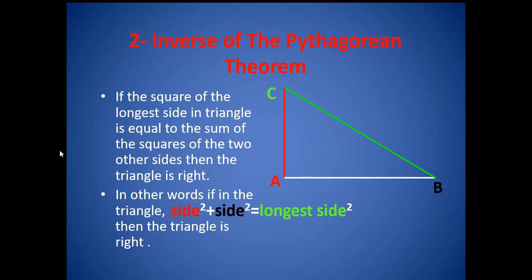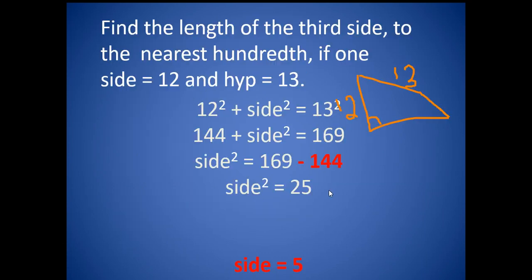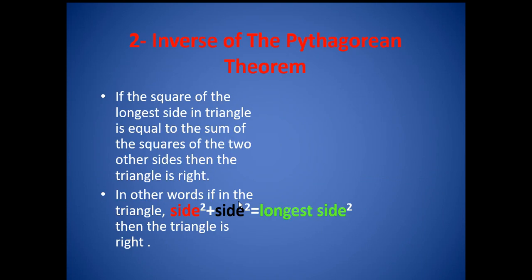What is the inverse of Pythagoras? If I have the 3 sides given, and if the square of the longest side in a triangle, I cannot call it hypotenuse, be careful, because it's not yet a right triangle, is equal to the sum of the squares of the 2 other sides, then the triangle is right. It means if I look at my figure, if I can prove that AC squared plus AB squared is equal to BC squared, I can say that it's a right triangle.